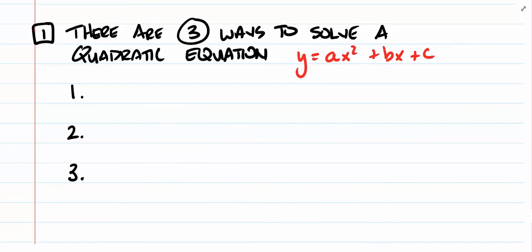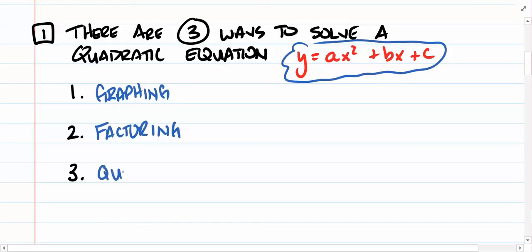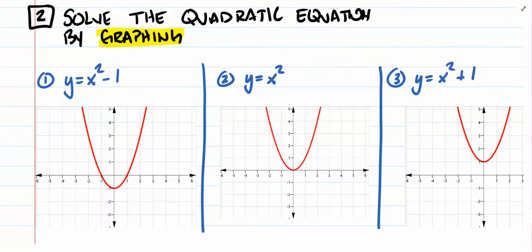Okay, here's box number 1. There are 3 ways to solve a quadratic equation that are in the form of ax squared plus bx plus c. You can solve them by graphing. Okay? You can solve them by factoring. Or you can solve them by using the quadratic equation. Okay, so today we're going to focus on graphing and factoring, and then we'll spend a whole other day working on the quadratic equation all by itself.